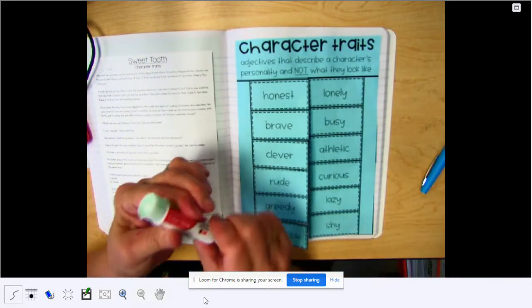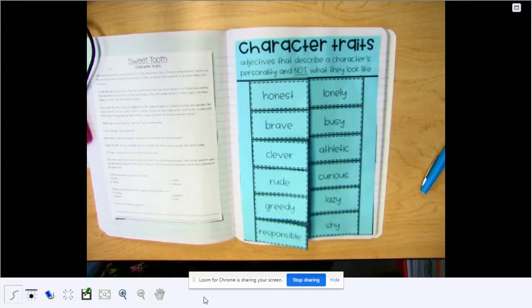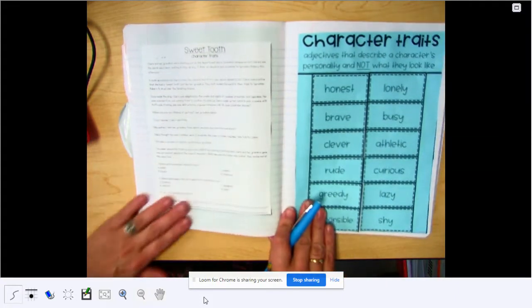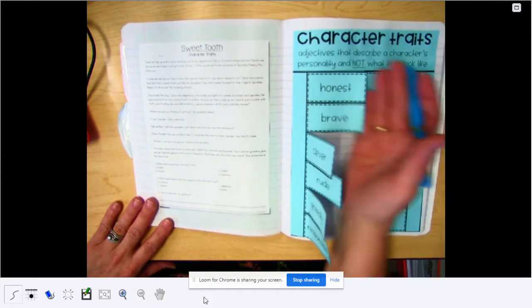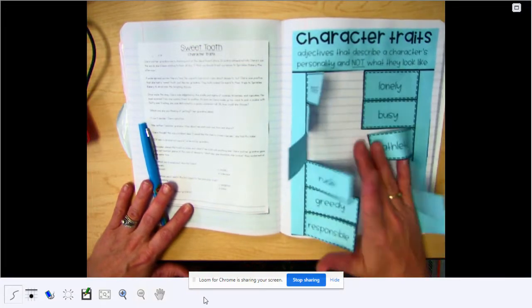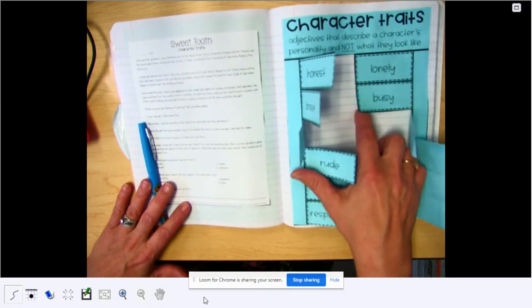All right. So go ahead and get all of that glued in. You have all these little windows. We're going to be writing underneath here in just a few minutes. Go ahead and get that glued in, and I will wait for just a few.